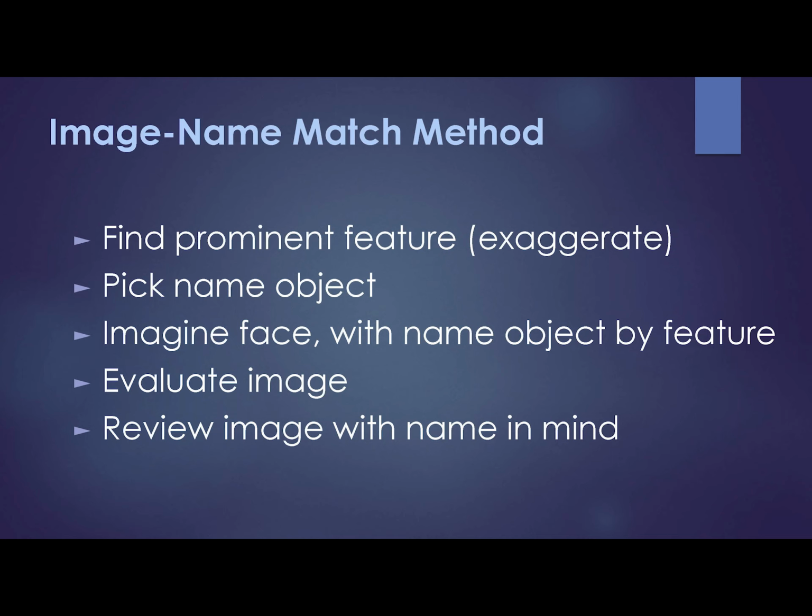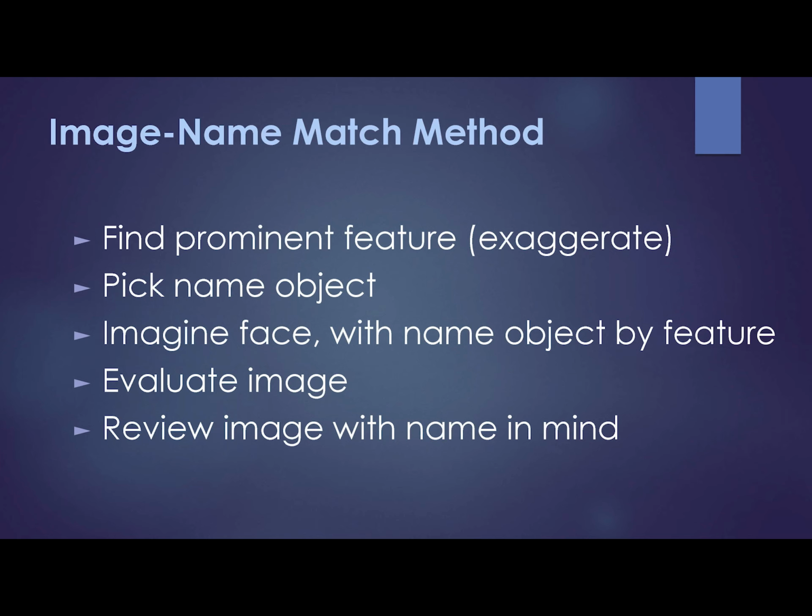So we're going to do a practice exercise with the image name match method. One of the things I want to say before you start is that it's a complex method. Obviously, it has these 5 steps, but it can be very powerful if it works for you. So what I'd like you to do is identify, and I know that many of you know each other, so it may not be a difficult name for you to know, but go through the process anyway.